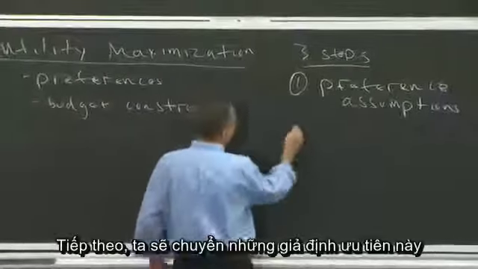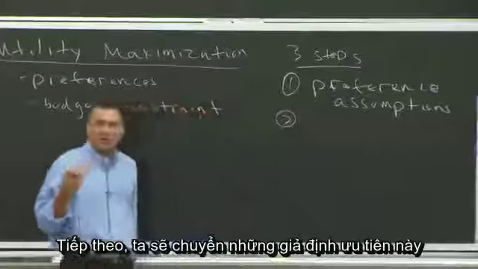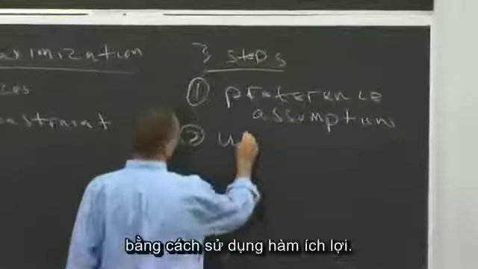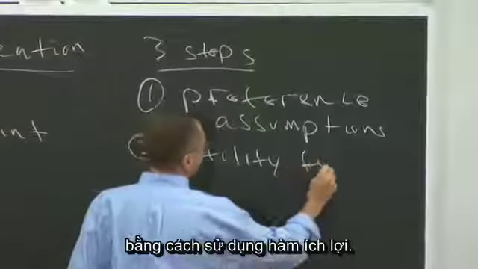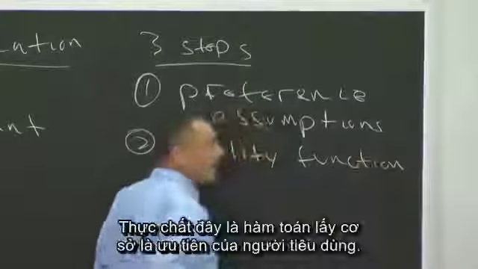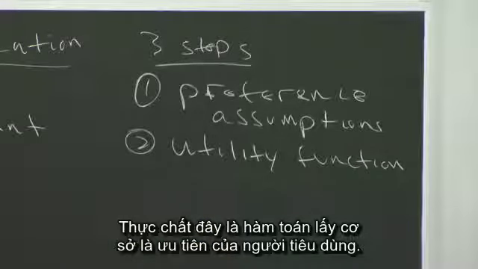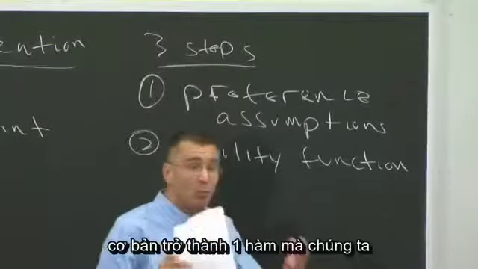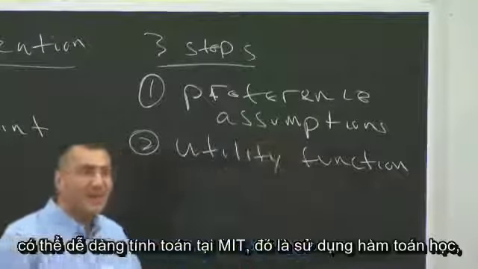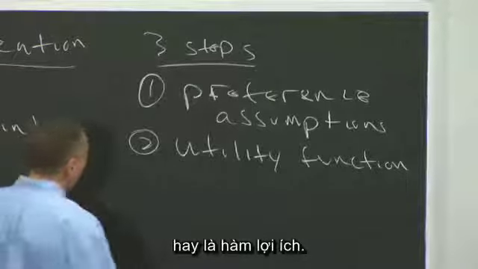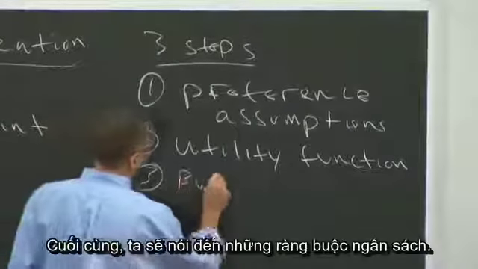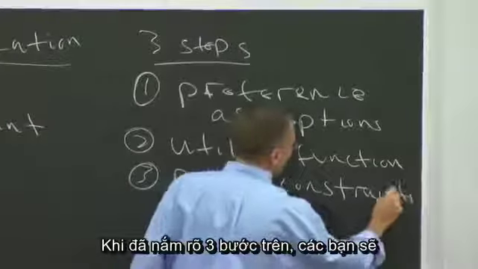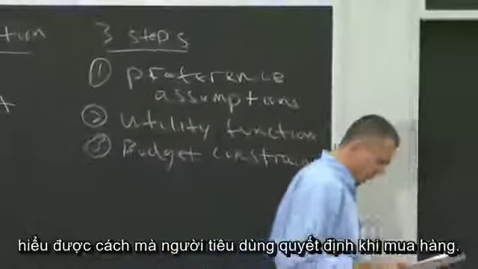We'll then talk about how we translate these preference assumptions into mathematical tractability through the use of the utility function, which is basically a mathematical representation of underlying consumer preferences. So we take these preferences and translate them into something we can work with here at MIT by making it mathematical, by making a utility function. And then finally, we'll talk about budget constraints. Armed with these three things, we'll then be able to model how consumers make decisions.